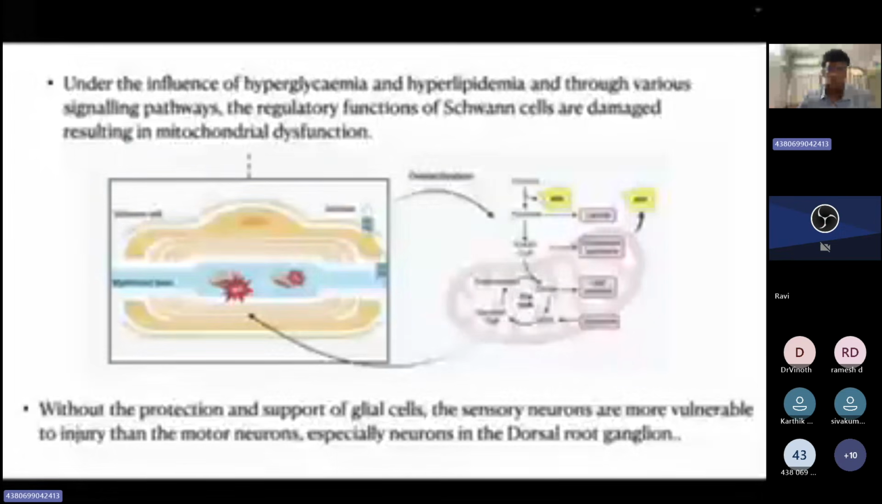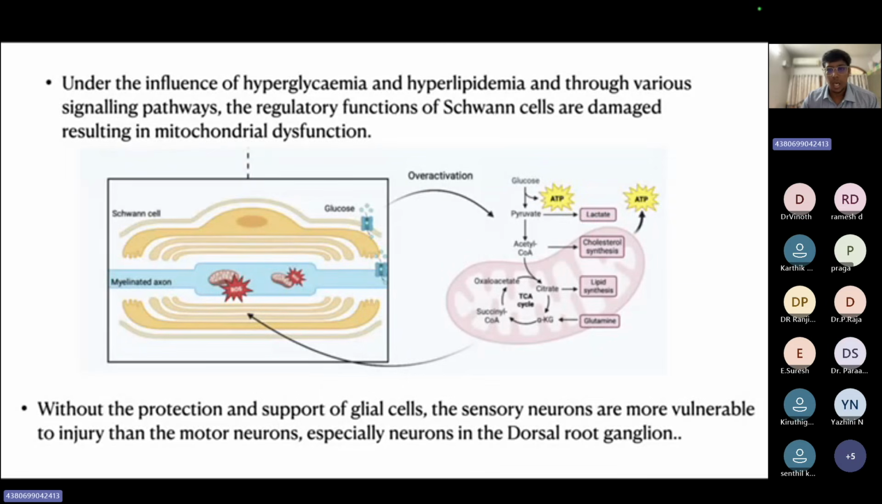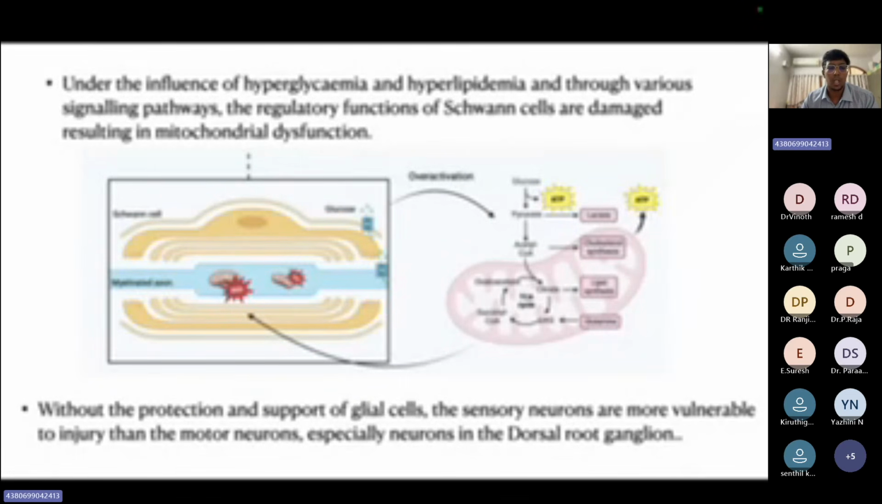This type of receptors and adhesion molecules help in maintenance of the periaxonal space and translocation of growth factor signals from the axons. So under the influence of metabolic factors like hyperglycemia and hyperlipidemia, and through various signaling pathways, the regulatory functions of the Schwann cells are damaged, resulting in a mitochondrial dysfunction, which occurs through a series of pathways. Without the support of these glial cells, the sensory neurons become more vulnerable to injury than the motor neurons, especially the neurons from the dorsal root ganglion.